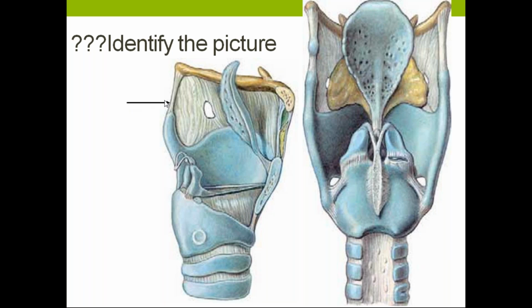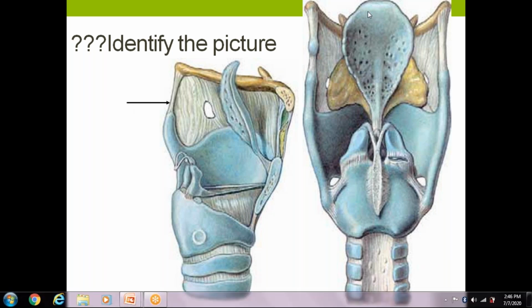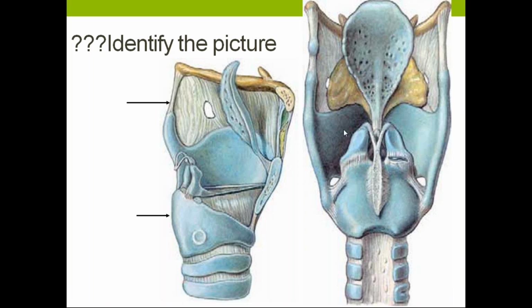So what is the first arrow here? Lateral thyroid ligament. Very good. Okay, we'll go on to the next question. What is this one, the second arrow? Lamina of cricoid cartilage. Very good.